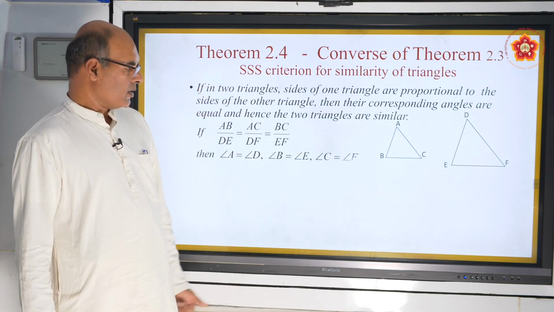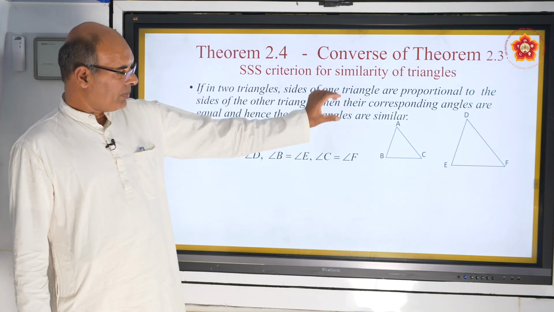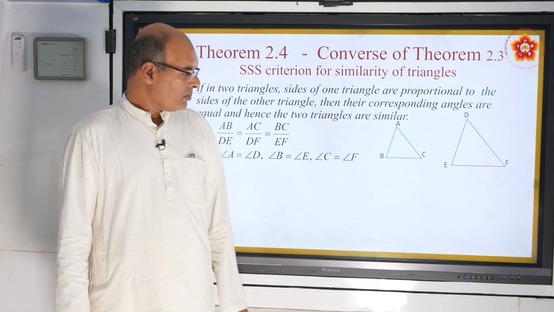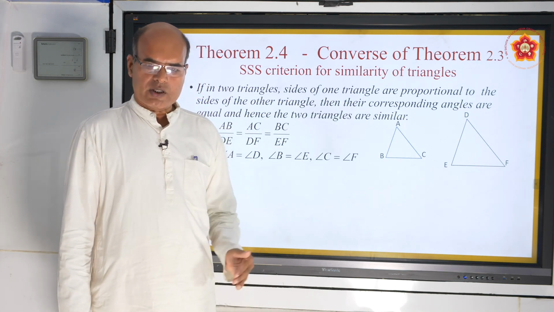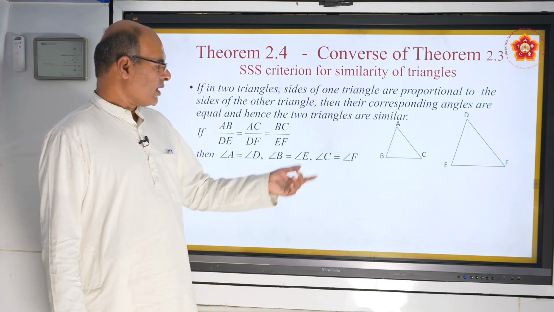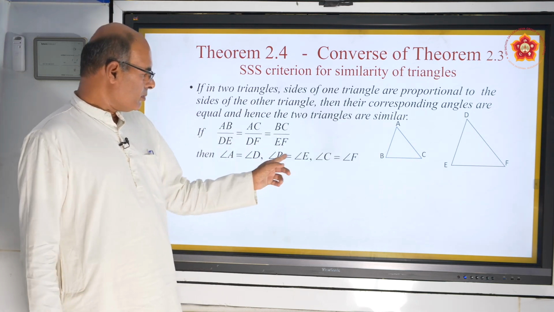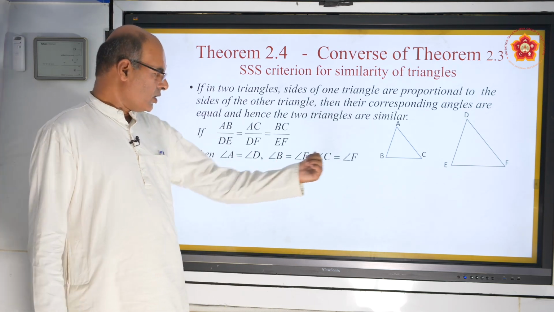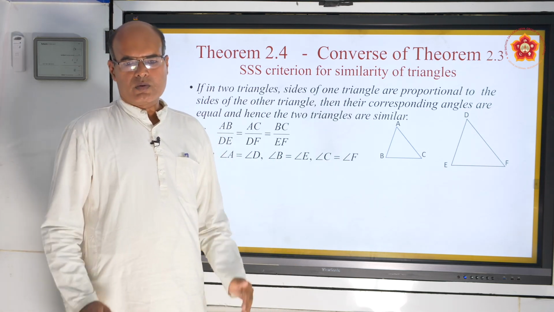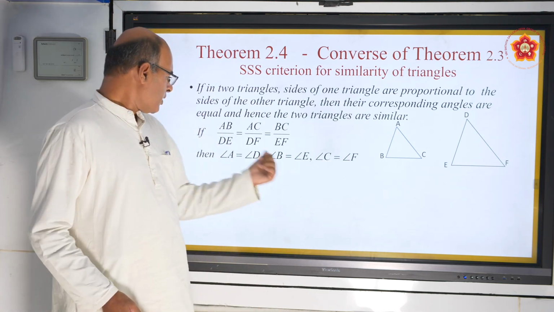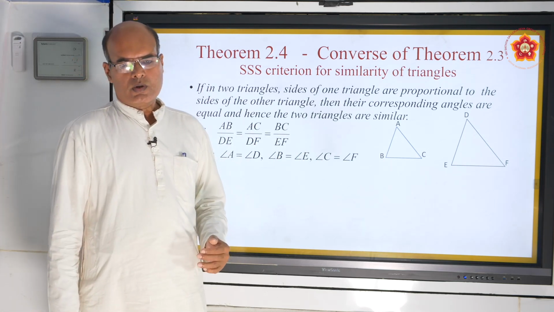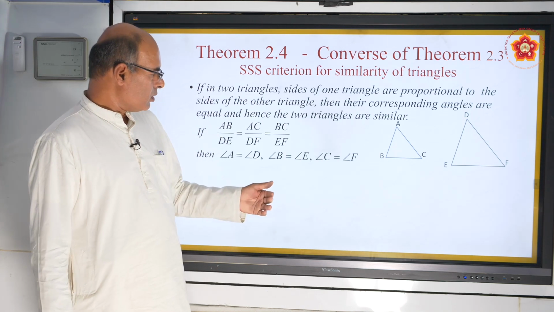So its meaning, if we know that AB by DE is equal to AC by DF and is equal to BC by EF, if we know that, then we can tell that angle A is equal to angle D, angle B is equal to E, and angle C is equal to F. Actually, this is the conclusion part. This we have to prove. This we have to assume. I'll go directly to the proof.